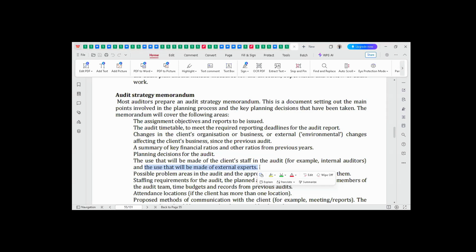So in a big four, you see lawyers working in big four. You see surveyors working in big four. You see geologists working in big four. You see actuaries working in big four. The only people that are going to have issues with using the expert are the small, medium audit firms, that they have to outsource the service of these experts when they are going for an audit engagement. Okay. Then also in the audit strategy memorandum, possible problem areas.